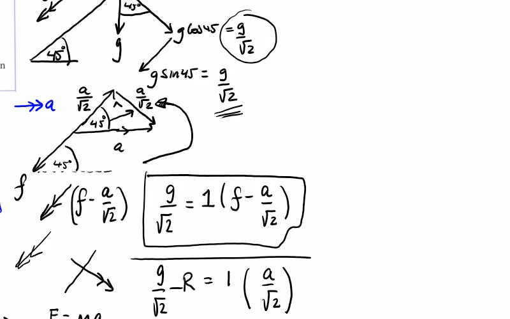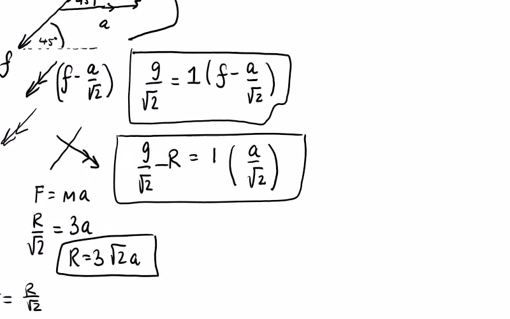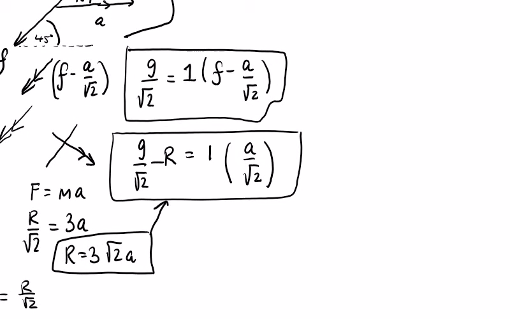Should have put a box around it. Here we go. A is equal to 3 root 2A. So G over root 2 minus 3 root 2A is equal to A over root 2.